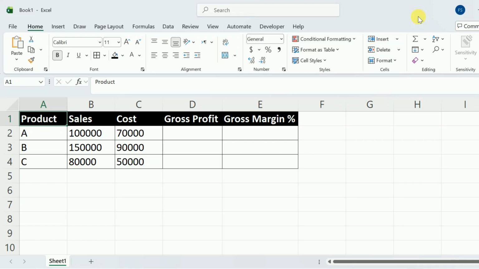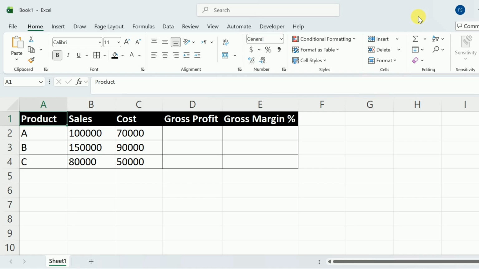Suppose you sell a product for 100,000 and the cost of that product is 70,000. Now a business owner wants to know how much profit is being generated and, more importantly, what is the gross margin percentage. In this video, I'll show you how to calculate gross profit and gross margin in Excel step by step.